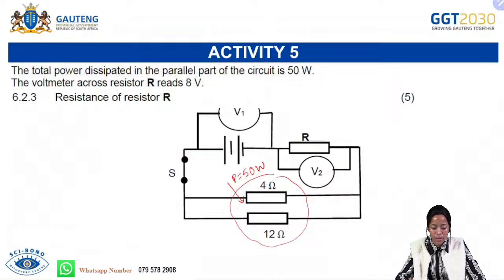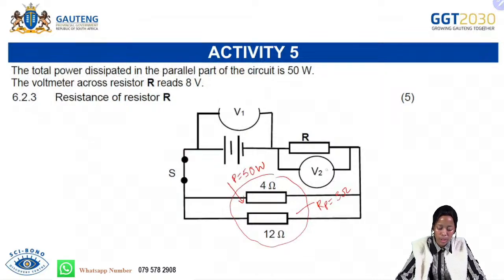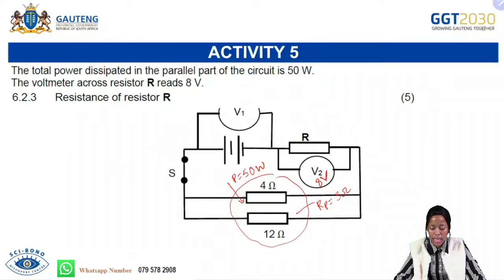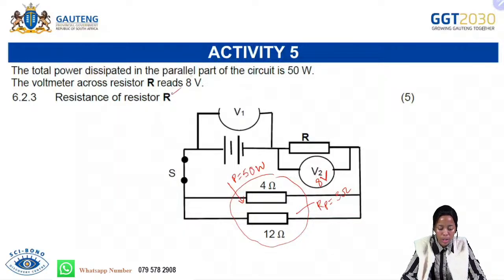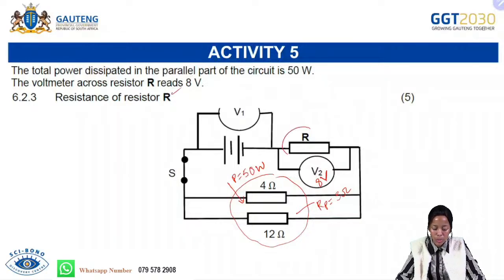What else do we have? From the previous question, what did we calculate? We calculated Rp, which is the total resistance in the parallel part of the circuit. Then it says the voltmeter across the resistor R. So the voltmeter, this one here, across resistor R, what is it reading? It's reading 8 volts. And then what is it that we need to calculate? We need to calculate the resistance of resistor R.